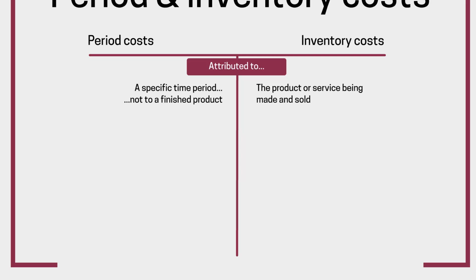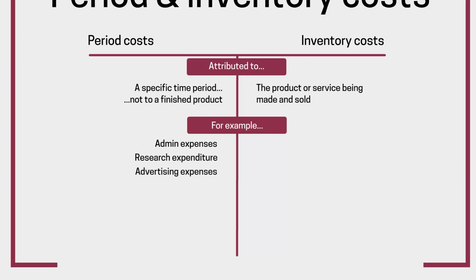You group all your different costs that are relevant to the product or service and categorize those as inventory costs, whereas a period cost would just be a particular accounting period. So it could be a month, or a week, or a quarter or a year, whatever it may be. An example of a period cost would be administration expenses, or research expenditure, or advertising expenses, things that are not directly applicable to each individual product. They just occur over a period of time.